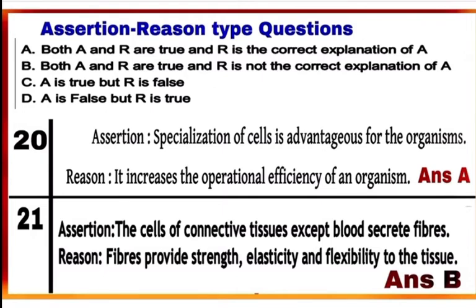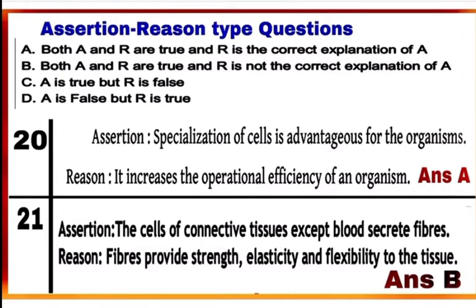Specialization of cells into tissue, organ and organ system is advantageous for the organism because it increases the operational efficiency through division of labor, which avoids duplication of work. So, mark A as a correct answer. Here, both A and R are true and R is the correct explanation of A. Question 21. Assertion statement. The cells of connective tissues except blood secrete fibers. This is the true statement.